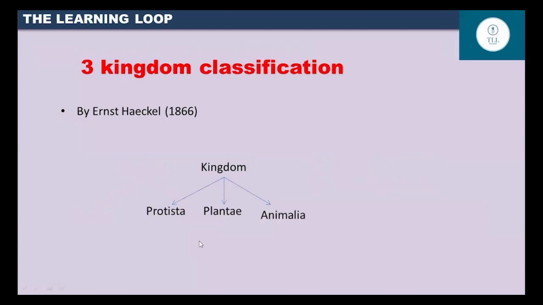After this, in 1866, Ernst Haeckel gave a three-kingdom classification. He created a separate kingdom for all the lower organisms. However, this system also failed to distinguish prokaryotes as well as eukaryotes and therefore could not gain much acceptance.